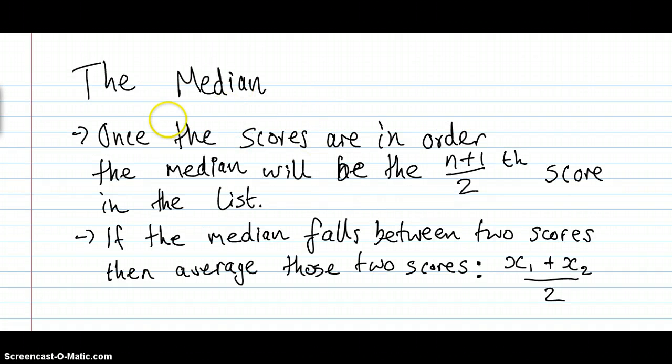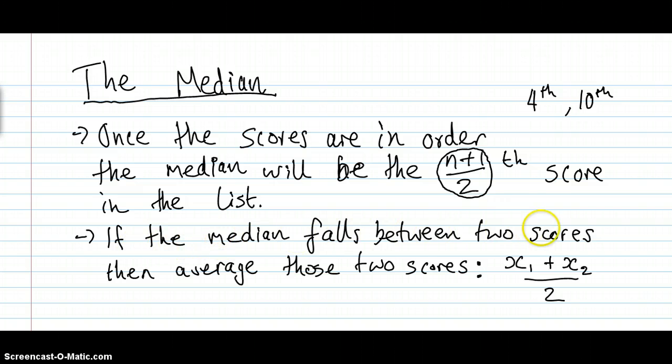Next, let's look at the median. For the median, if you remember, we need to first put the scores in order. Once we've got the scores in order, the median will be the n+1/2 score in the list. This little equation tells us which number in the list will be the one. This little th is the same th you see on the end of a number like the 4th one in the list or the 10th one in the list. So this is the n+1/2 score in the list.